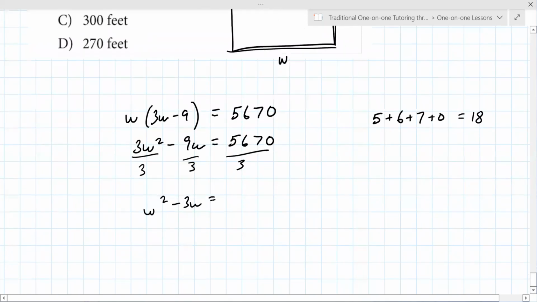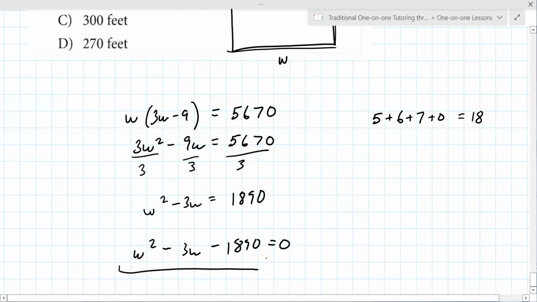Okay, do you have that calculator handy? No. That's okay. I'll do the calculations here for you. So 5,670 divided by 3 is 1890. So W squared minus 3W minus 1890 equals 0. What kind of equation is this?